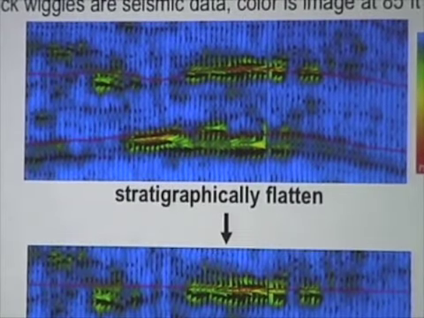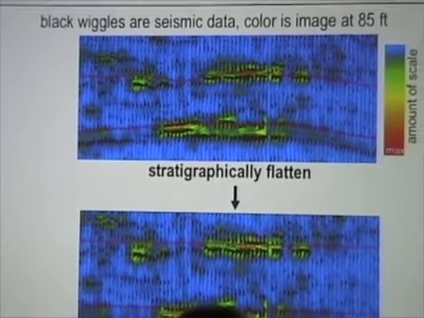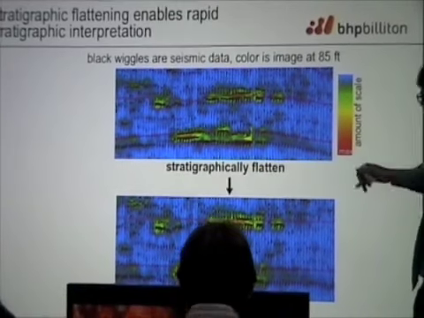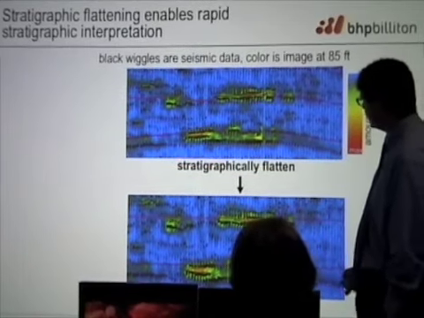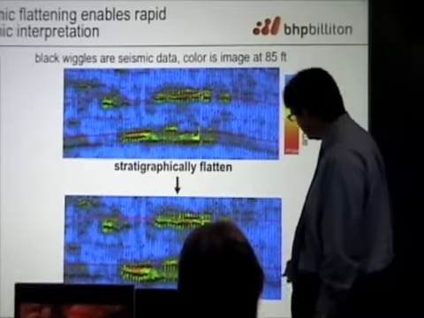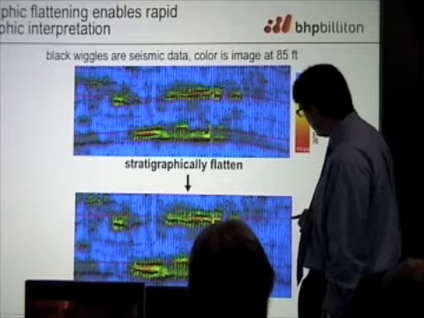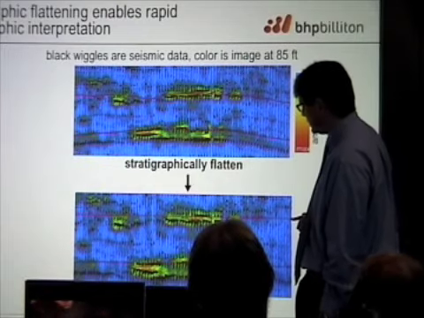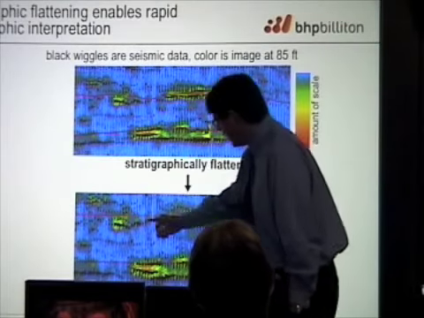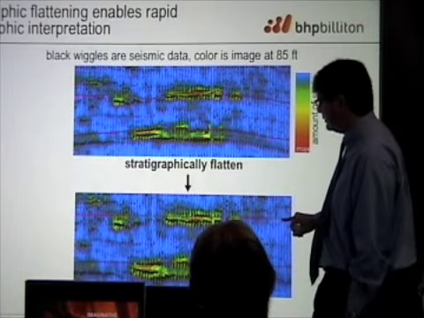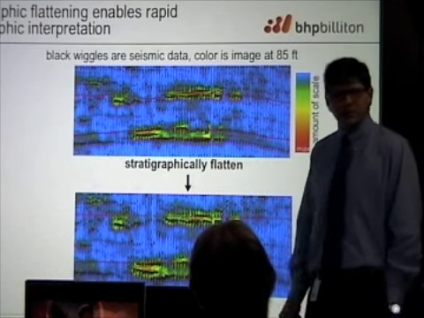Then what else do we end up doing? Well, this is kind of hard to understand just by itself. And so we'll stratigraphically flatten this, so that once we stratigraphically flatten, time in this section ends up being equivalent to geologic time. So something at a constant time here ended up, as close as we can make it, being laid down at the same geologic time.